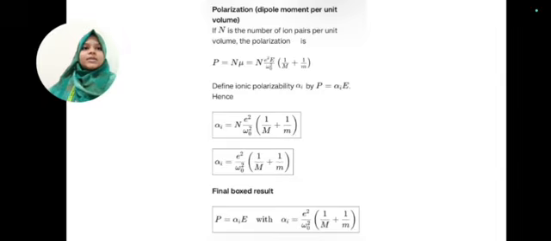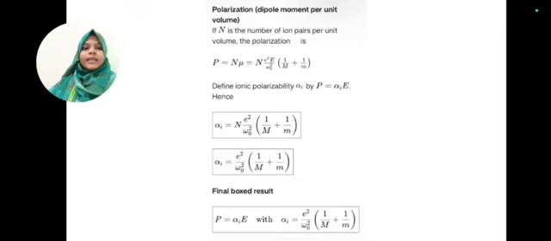If capital N is the number of ion pairs per unit volume, the polarization P equals capital N nu, that is capital N e square capital E divided by omega naught square into 1 by capital M plus 1 by small m. Define ionic polarizability alpha I by P equals alpha I capital E. Hence, alpha I equals capital N e square divided by omega naught square into 1 by capital M plus 1 by small m. Alpha I equals e square divided by omega naught square into 1 by capital M plus 1 by small m.